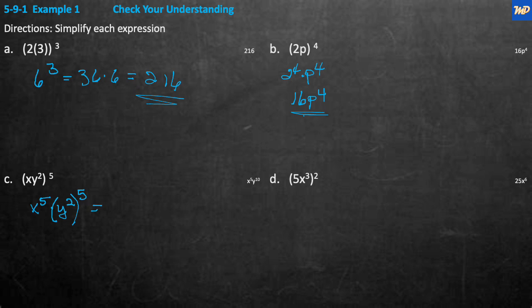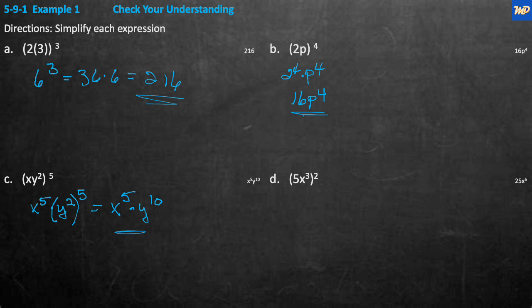It's going to be x to the 5th times y squared to the 5th. So when you raise a power to a power, you multiply the powers. It becomes 10. So y to the 10th. Okay, there's the solution.